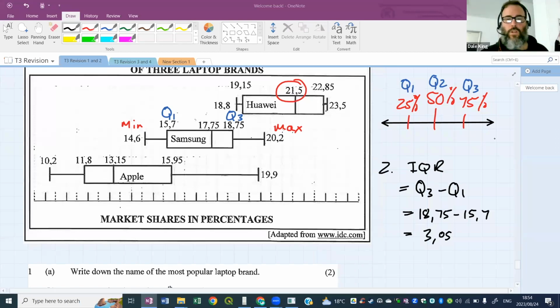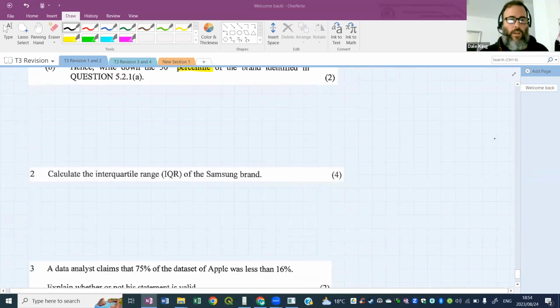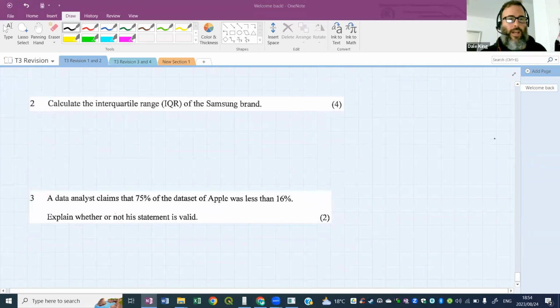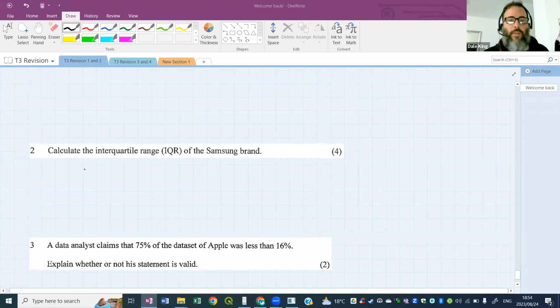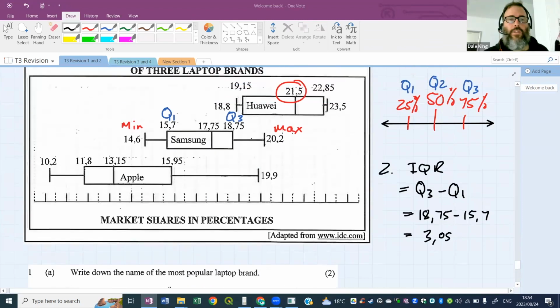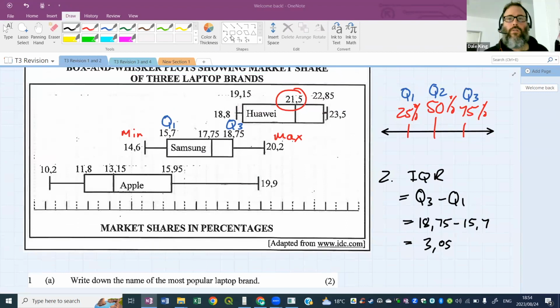All right, last question, folks. Oh, here we go. A data analyst claims, by the way, a data analyst, that is a very popular job in the world today. So don't shoot that job down. It makes a lot of money. A data analyst claims that 75% of the data set of Apple was less than 16%. Explain whether the statement is valid or not. True or false? Yes or no? Valid or not?